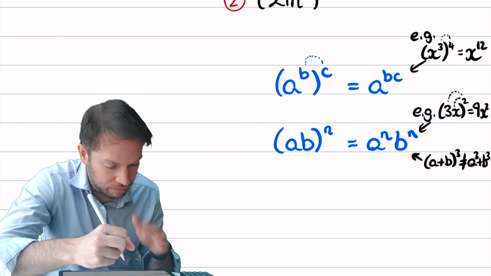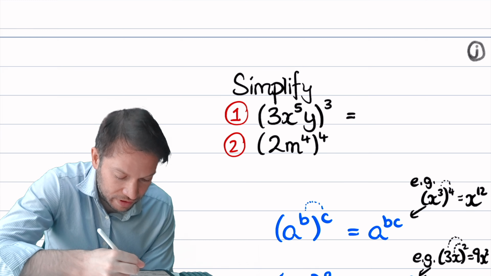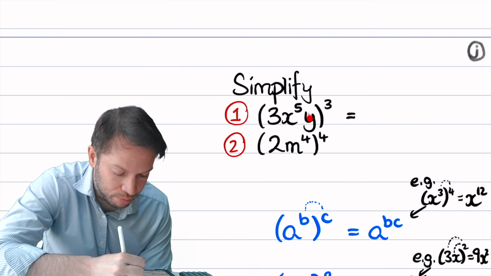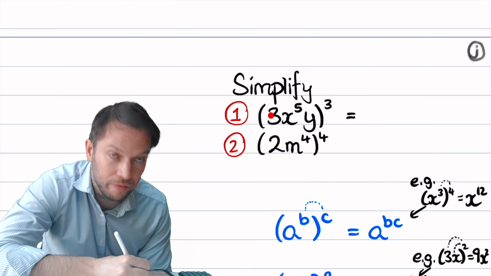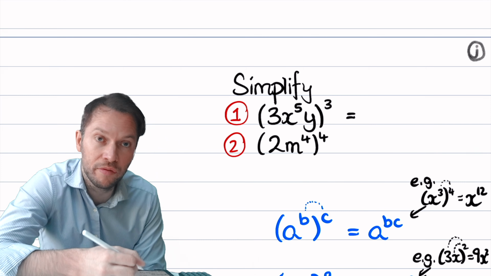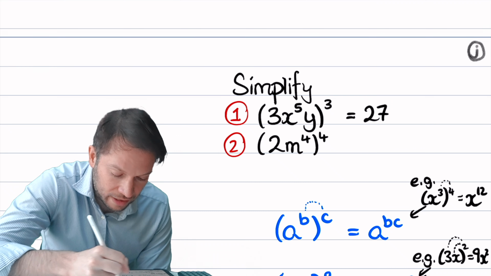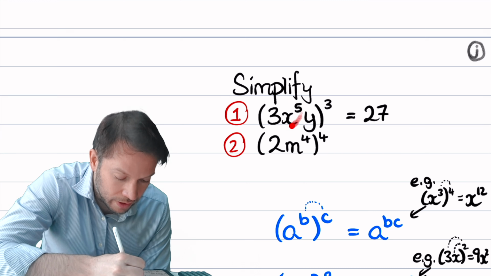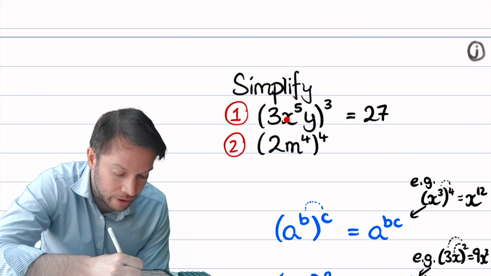So let's use these rules for these questions here. As we said, we're going to do each of these things here in this product to the power of 3. So first we're going to do 3 to the power of 3. What is 3 cubed? It's 3 times 3 times 3, which is 27. And then next we're going to do x to the 5 to the power of 3, where we're raising a power to a power. It's x to the 5 to the 3.